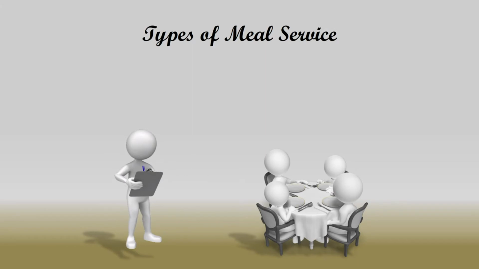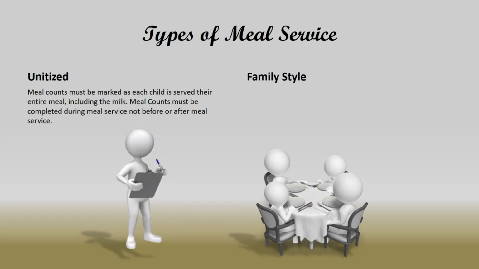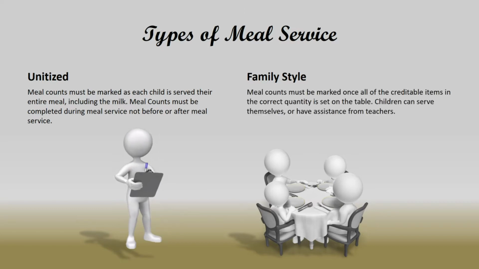The type of meal service your center provides will dictate how meal counts are recorded. There are two types of meal service: unitized and family style. Unitized meal counts must be marked as each child is served their entire meal, including the milk. Meal counts must be completed during meal service, not before or after meal service. Family style meal counts must be marked once all of the creditable items in the correct quantity are set on the table. Children can serve themselves or have assistance from teachers.